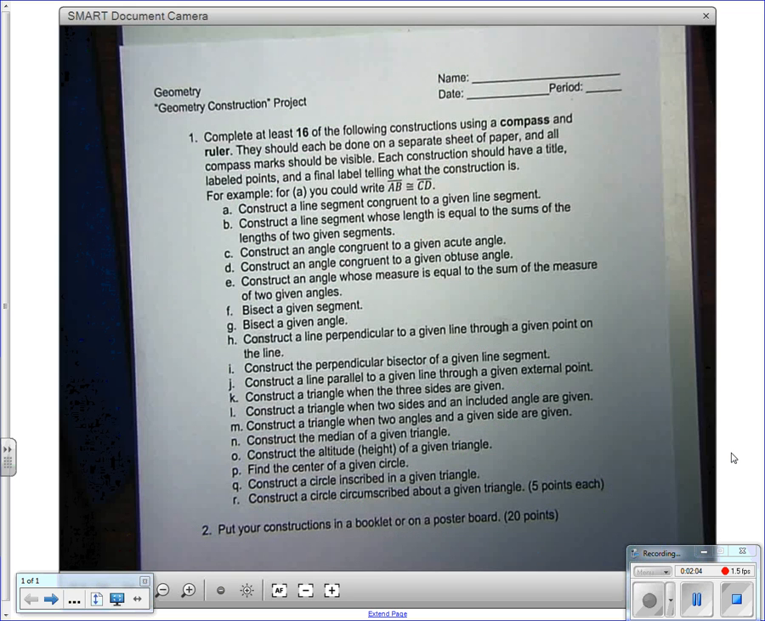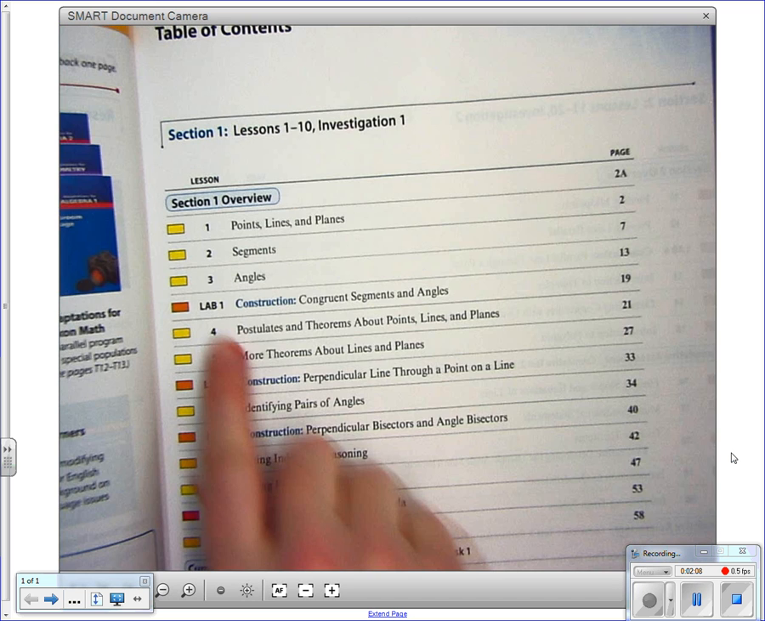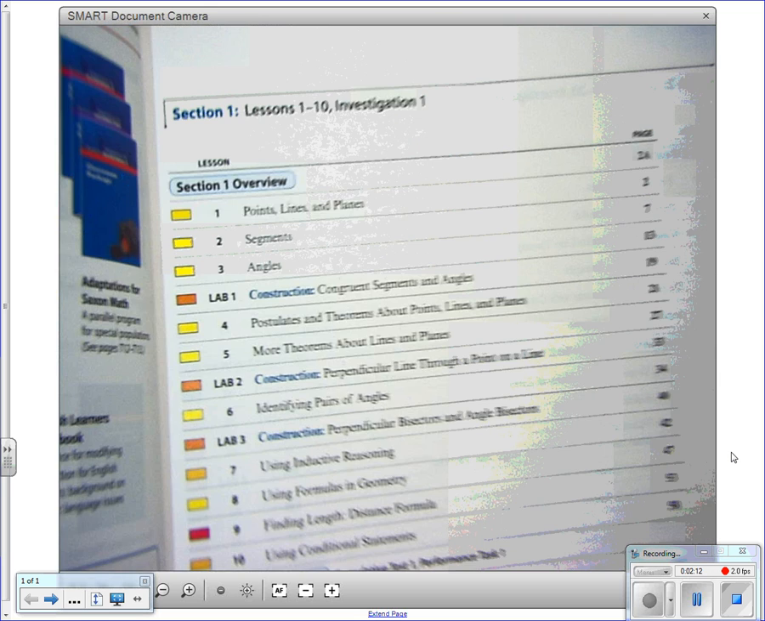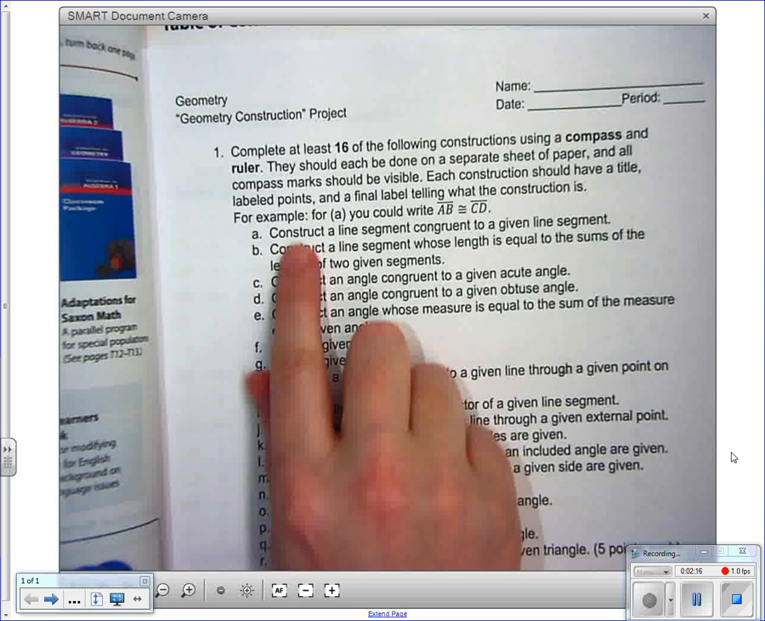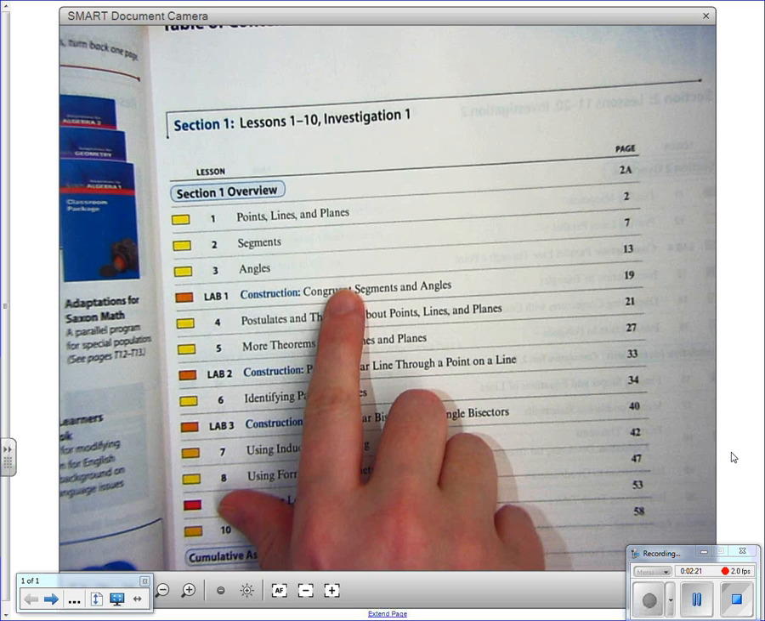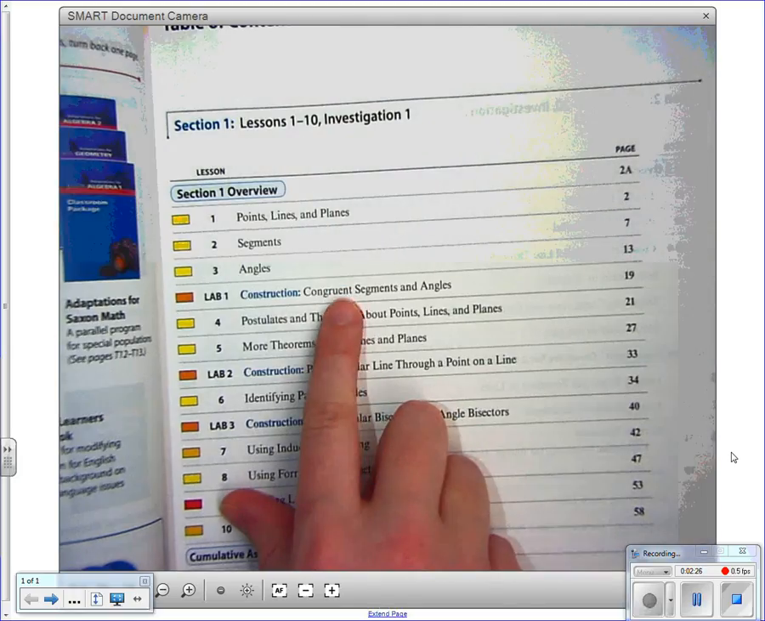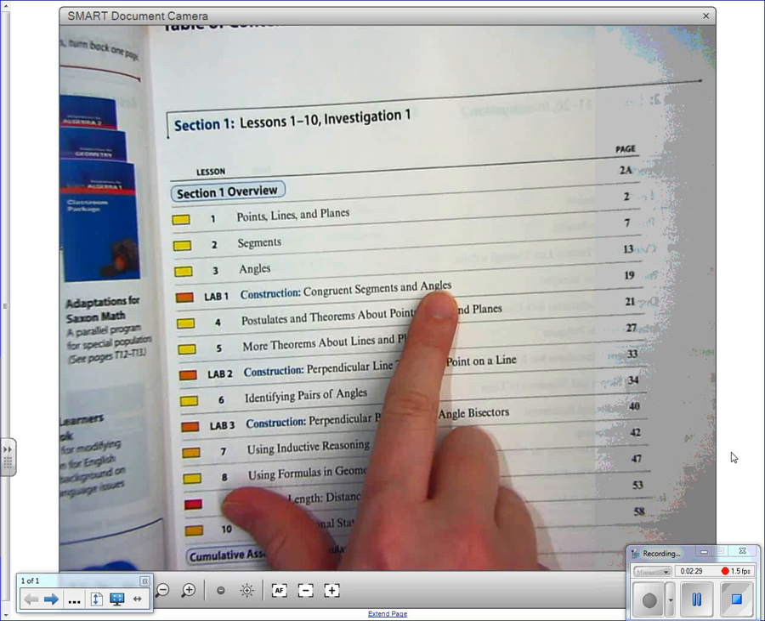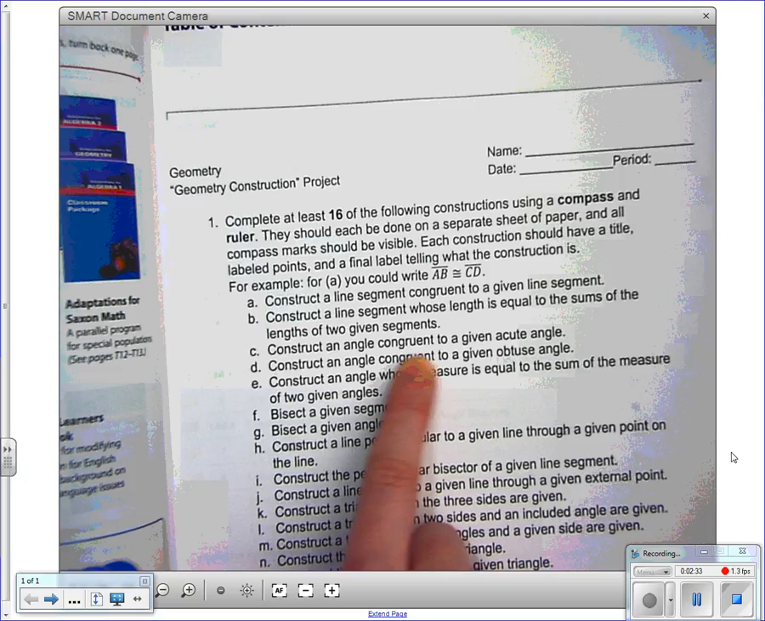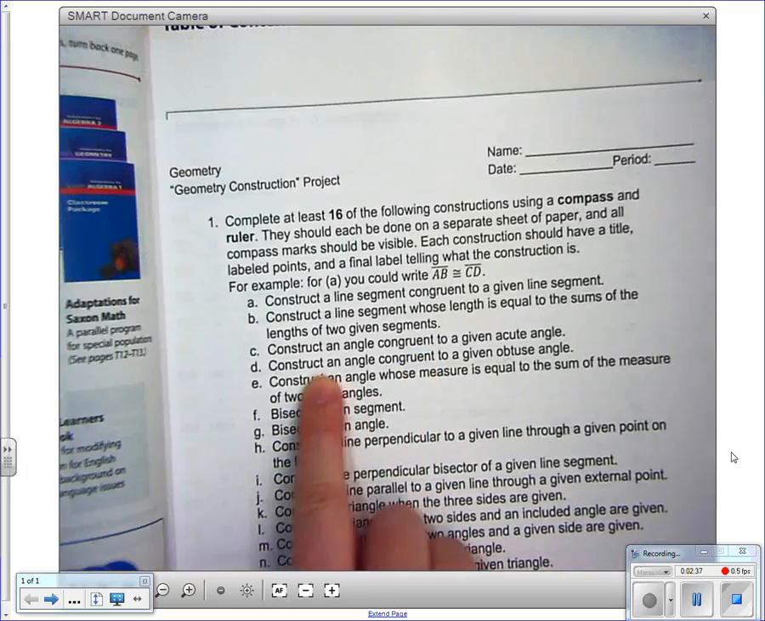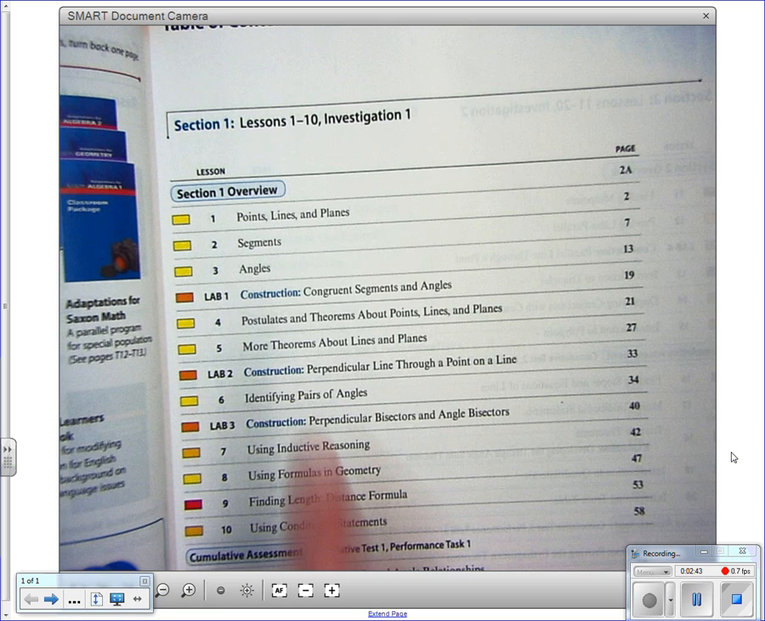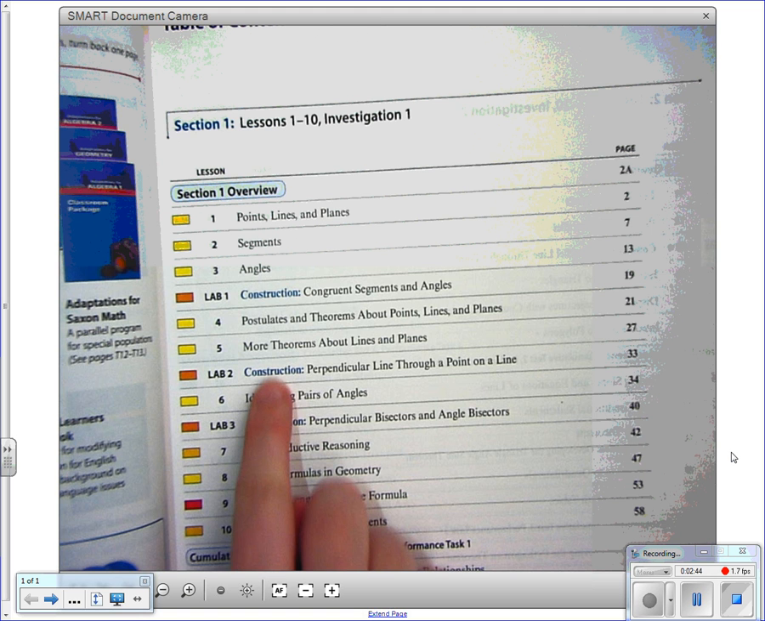If you look in your book where it says construction, congruent segments and angles, or if you look at this page, the very first one says to construct a line segment congruent to a given line segment. And so that's what you're going to do if you look on that page in the book. You're going to construct segments that are congruent to each other, and then angles that are congruent to each other. We need to construct an angle that is congruent to a given acute angle, or you can do the one that's congruent to a given obtuse angle. That one may show up in that lab. They have construction by them if they are a construction lab.